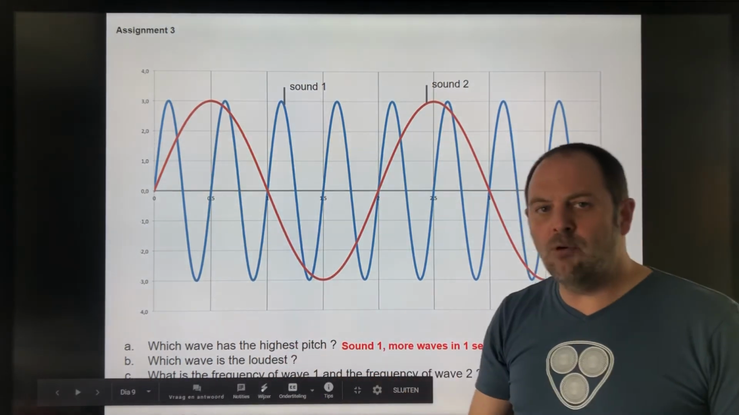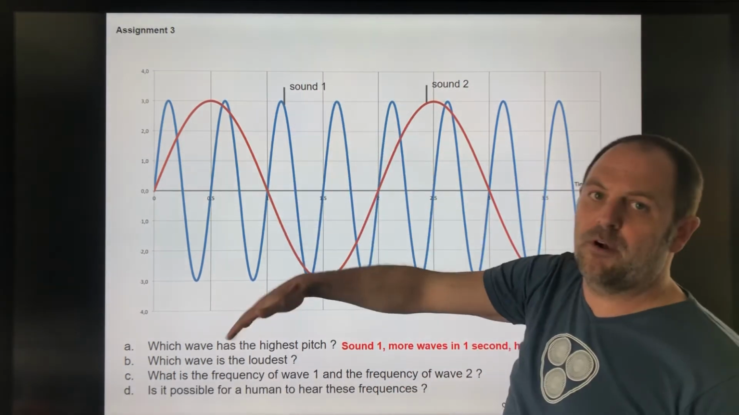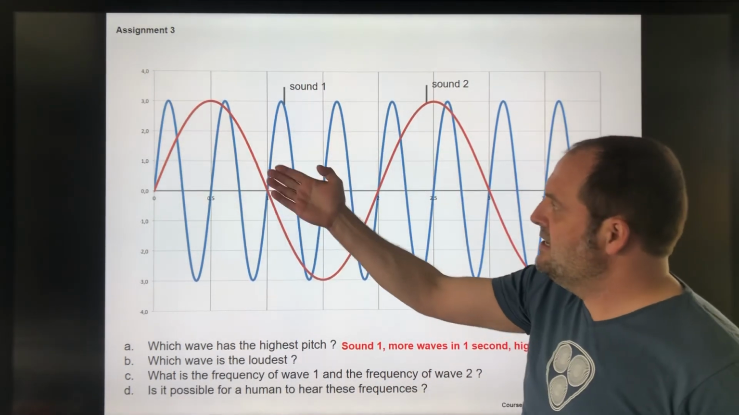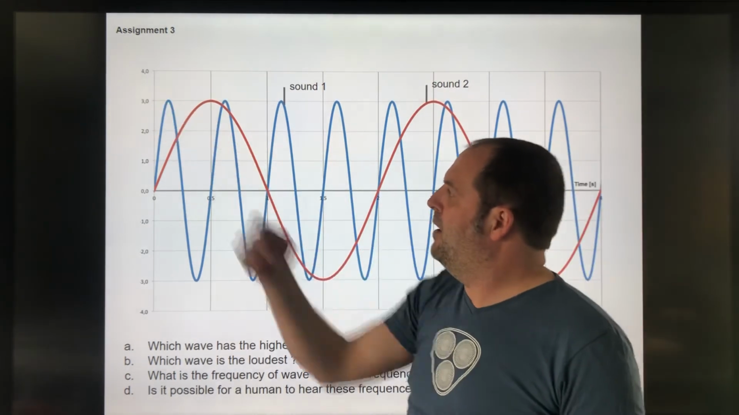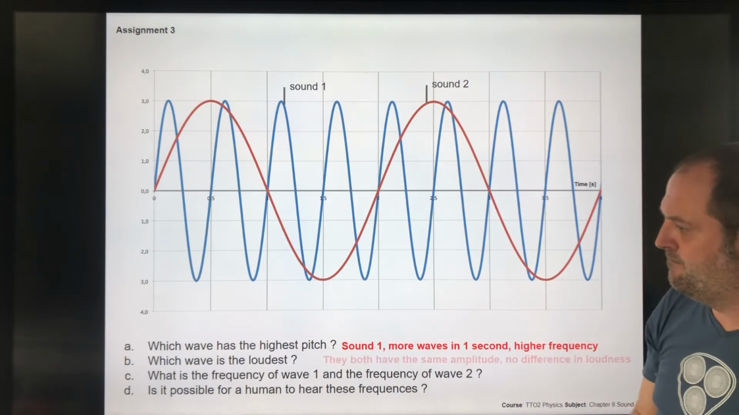Which wave is the loudest? The loudest, you always need to focus on the amplitude. The amplitude was in the vertical direction. Well, in this case, both waves have an amplitude of 3 decibels. So that's exactly the same.